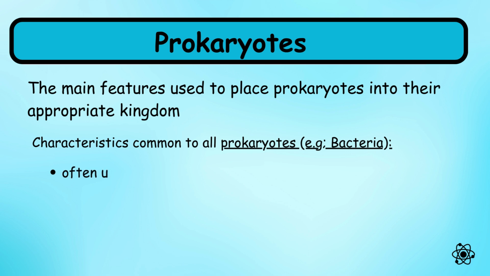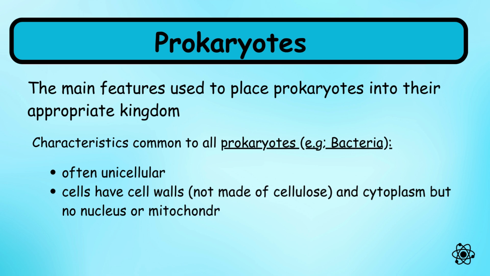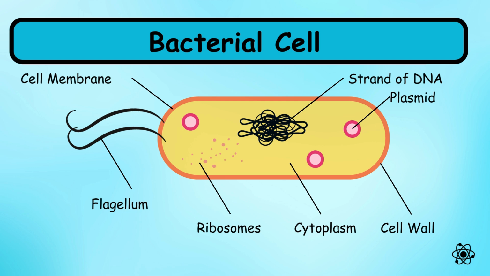The final kingdom is prokaryote. Bacteria is an example of a prokaryote. The main feature of all prokaryotes is they are often unicellular. Their cells have cell walls that are not made of cellulose, and cytoplasm, but no nucleus or mitochondria. Here is an illustration of a typical bacterial cell. As you may notice, a bacterial cell does not have a nucleus. Instead, it has strands of DNA and plasmids.